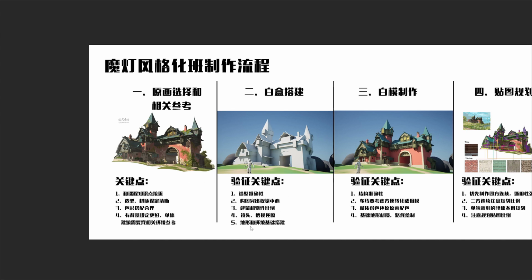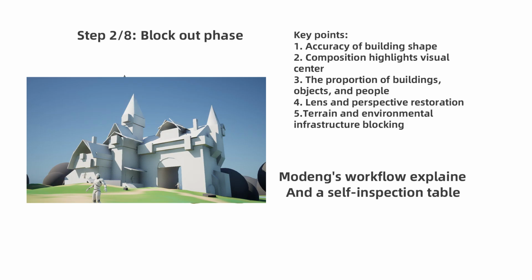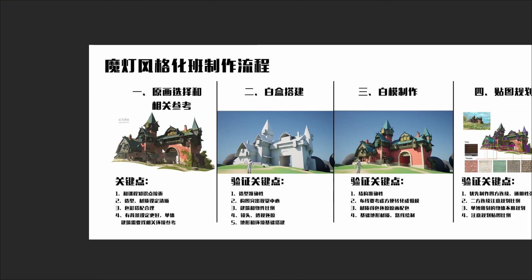Step 5. Terrain and environment base building. If the terrain is complete in the original, simply build based on that area. Otherwise, our first step is to find relevant environmental references. With those references, you can combine them to build the environment.